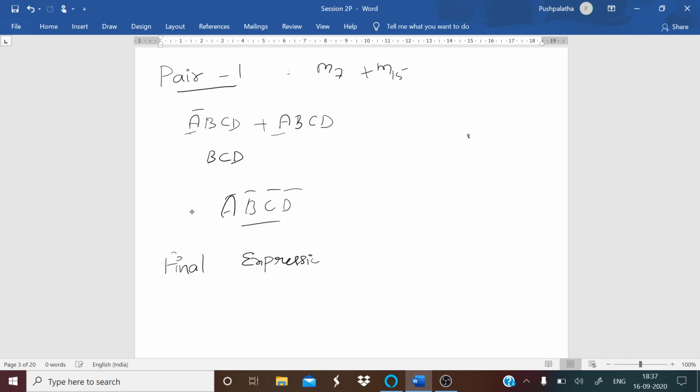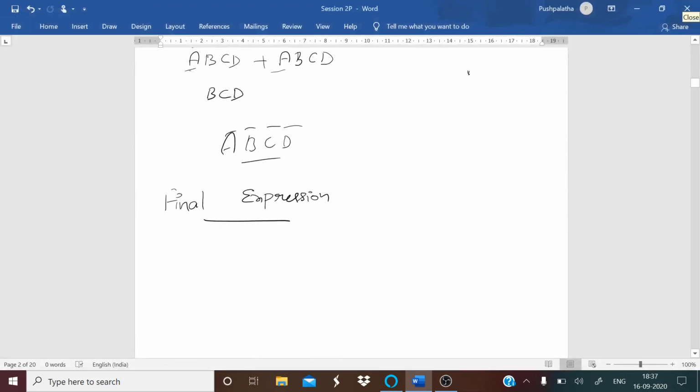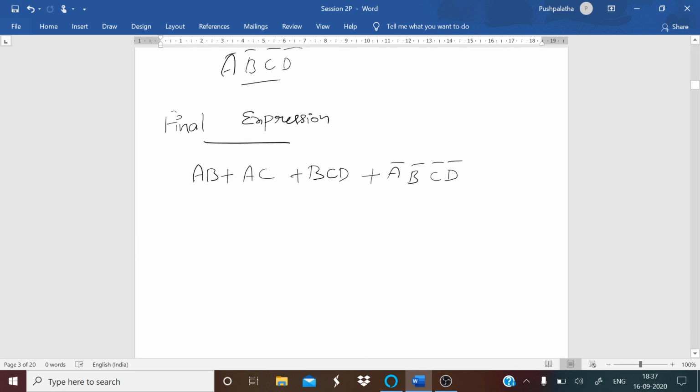So final expression will be, what is your quad 1? AB. AB and AC is your quad 2. So AB plus AC plus BCD plus A bar, B bar, C bar and D bar will be the final expression for this problem. Hope you are understanding how to solve this, because we are not going to go thoroughly for your POS expression. It is the same format but with slight changes. So the concept will be the same.